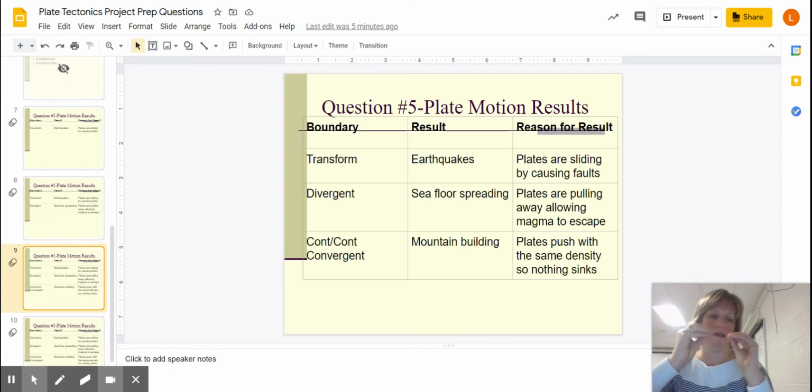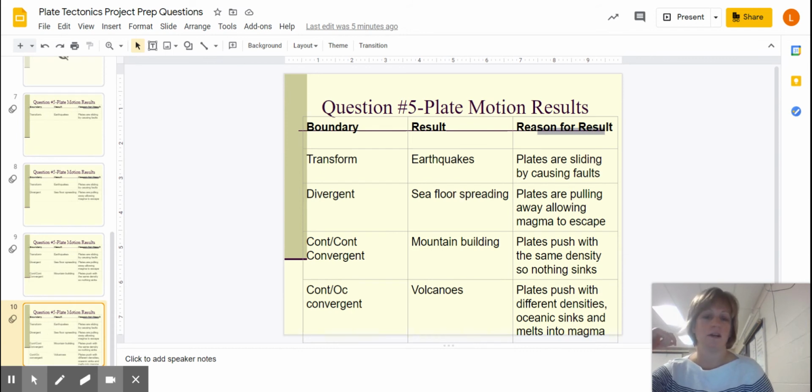So when 2 plates hit and they're both continental crust, there's the same density hitting, and you get mountain building. This is like Nepal, where Mount Everest, the tallest mountain in the world, is. And again, it's because you have the same crust type hitting, so nothing sinks. But in Japan, it was a totally different story. There, it's still convergent, but continental is hitting oceanic. So we call that a continental/oceanic convergent.